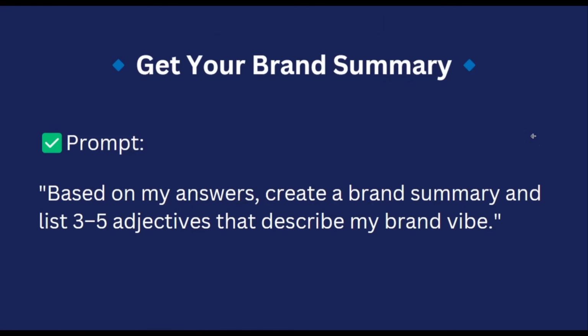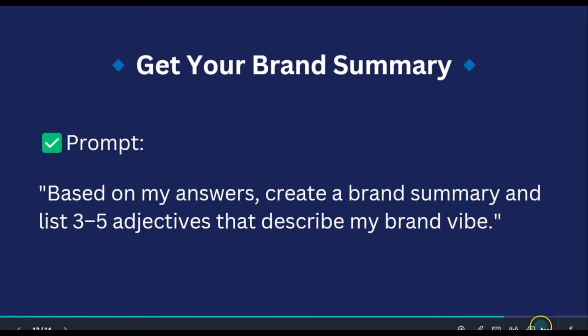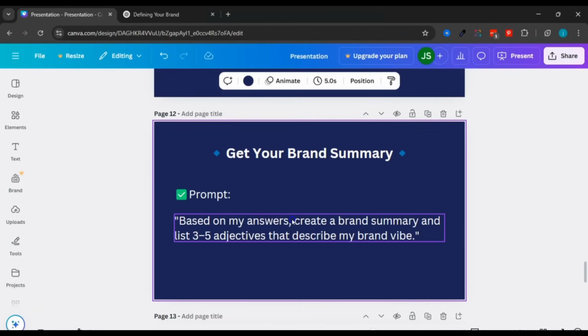Okay, so finally all we have to do now is get a summary of our brand identity. To do that, all we need to do is paste this prompt in ChatGPT right here. It says based on the answers, create a brand summary and list 3 to 5 adjectives that describe my brand vibe. So let's go ahead and copy that.